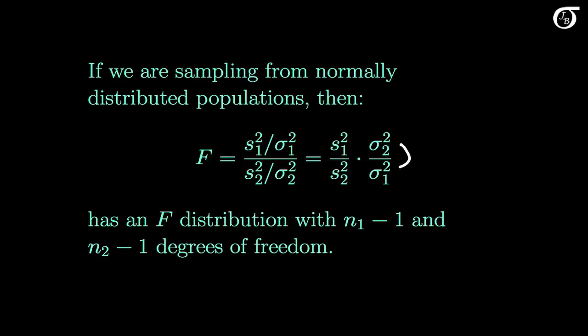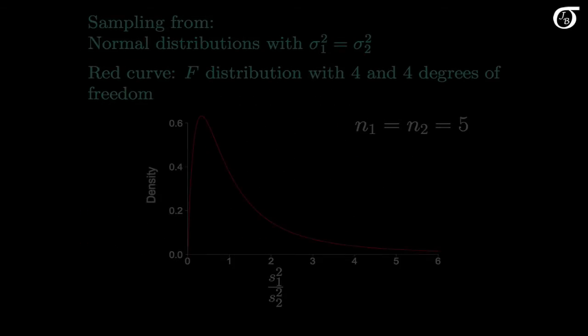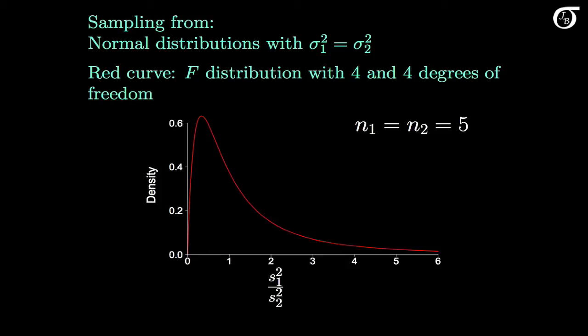Now let's sample from a few different distributions, and look at the sampling distribution of the ratio of sample variances in each case. We'll start with sampling from normal distributions. In this first case, we'll sample from two normal distributions that have the same variance. And to make this video of manageable length, I'm only going to look at equal sample size situations. Here, N1 and N2 are both equal to 5.